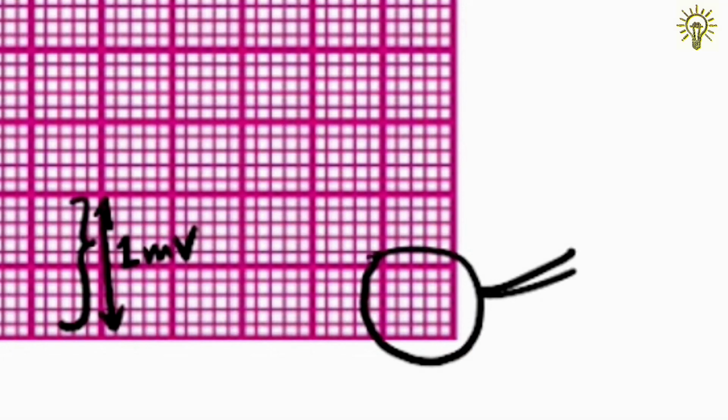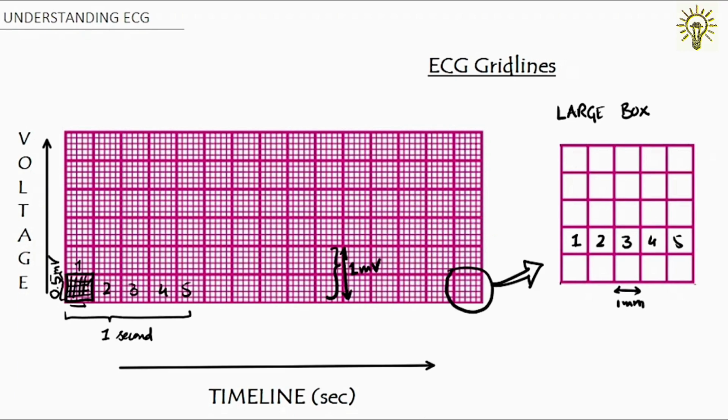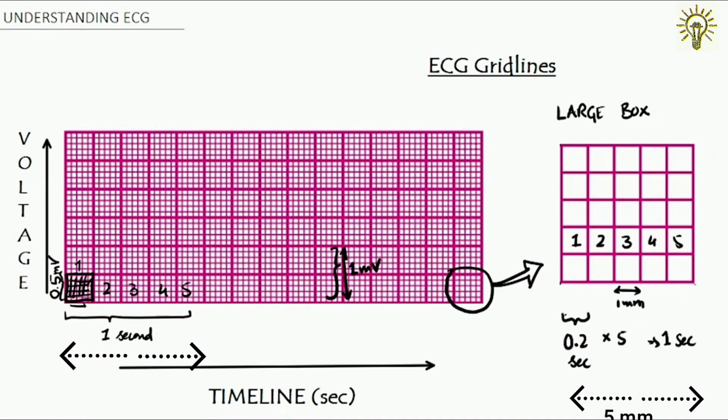Let's take one large box out and see what's inside. Every large box has 5 small boxes. One large box is 0.2 seconds, so 5 large boxes make 1 second. Every large box is 5 mm, so this makes 25 mm of horizontal distance every second. This is why the standard speed set on the ECG machine is 25 millimeters per second.